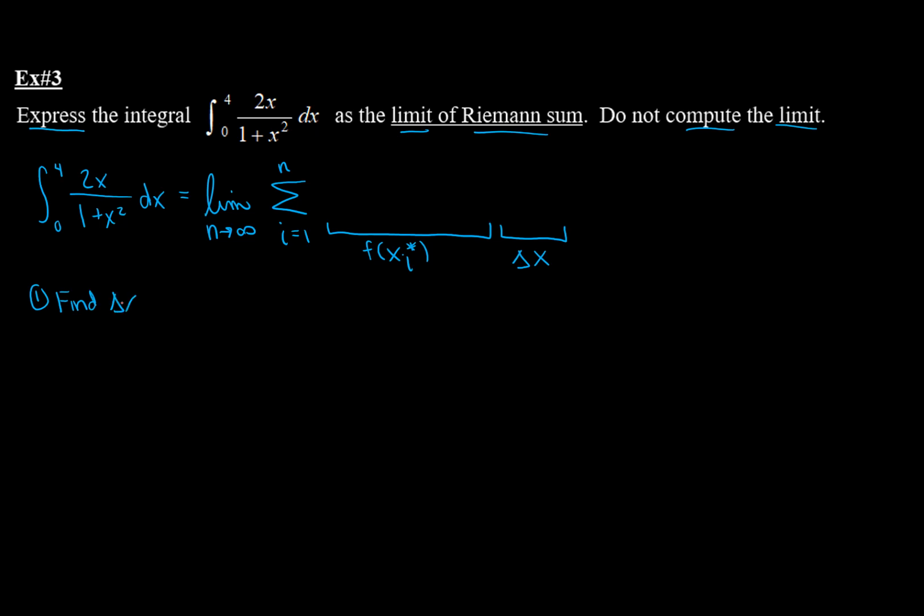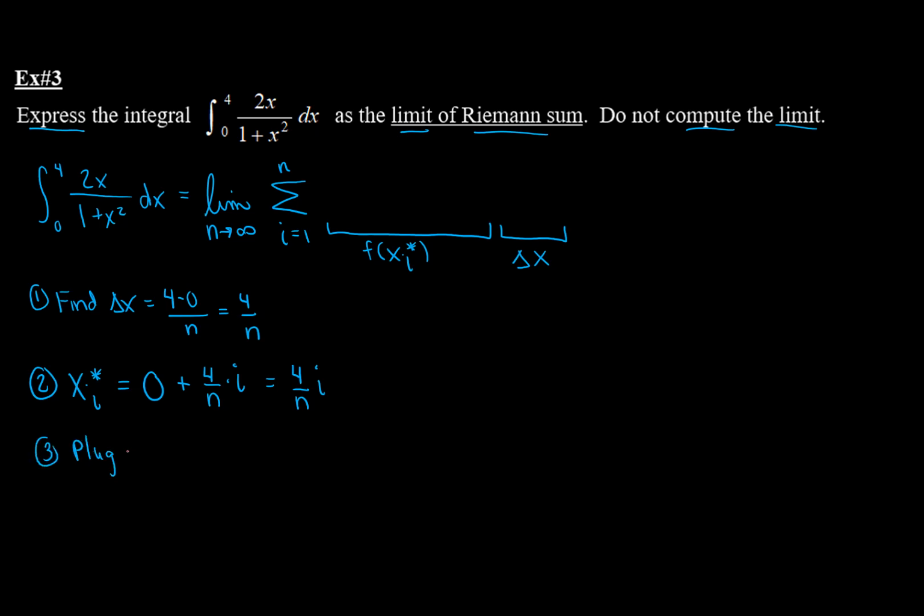First things first, find that delta x. So it's b minus a over n. So 4 minus 0 over n, which is going to give us 4 over n. Next, we find our x sub i. So it starts with a, which is 0. And then I'm going to add to it my delta x, which is 4 over n times i. So this is just going to be 4 n-ths i.